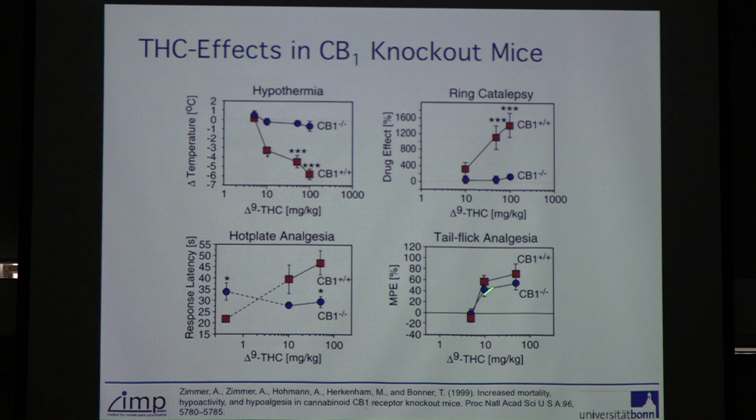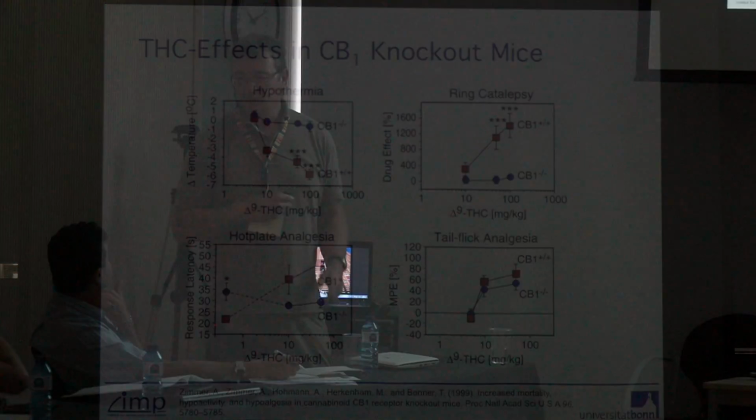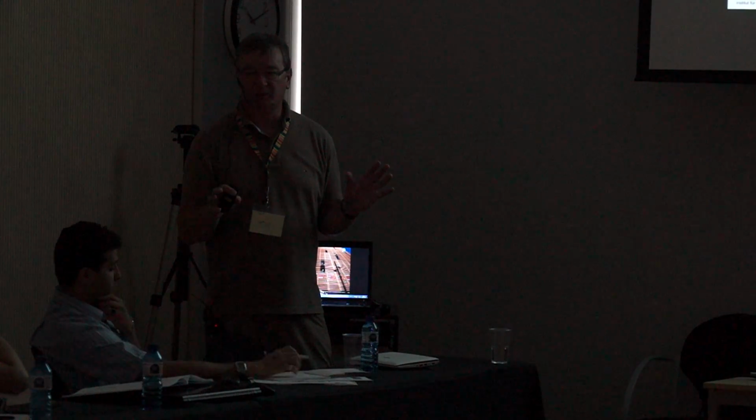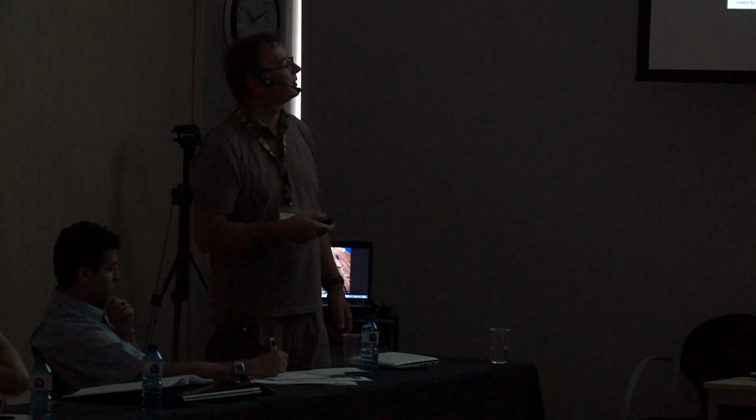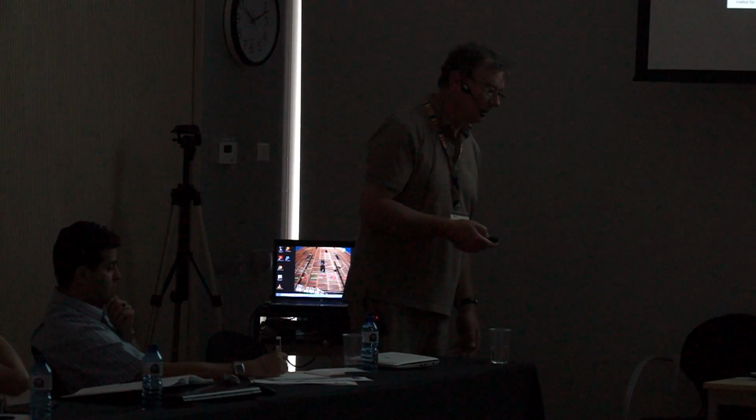Tail-flick analgesia is still present in CB1 knockout mice. We don't see any hot plate analgesia. So we still have some residual analgesia. And we believe that these residual analgesic effects of THC in CB1 knockout mice can be mediated by CB2 receptors. So most of the effects of THC are gone, but some effects, actually peripherally mediated, could still be present in these animals.